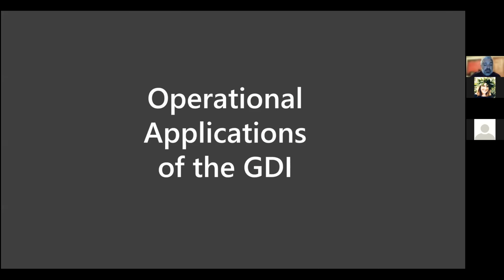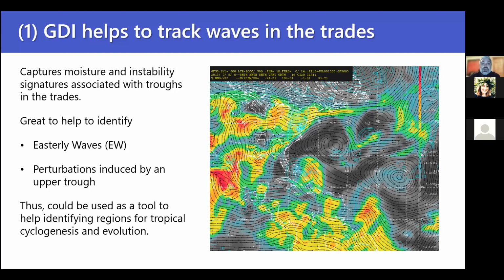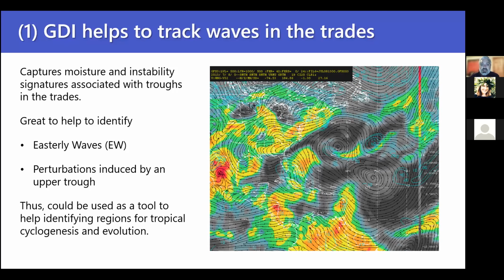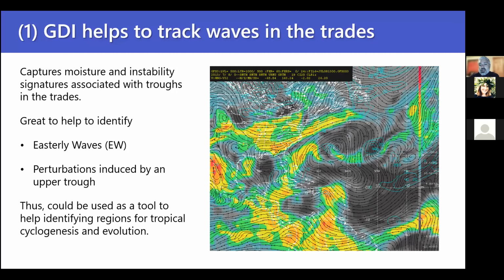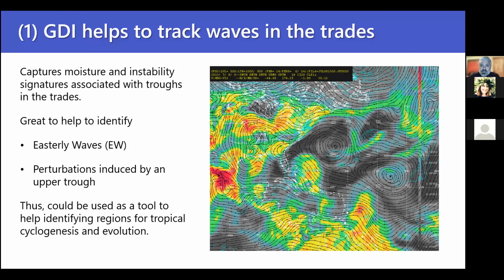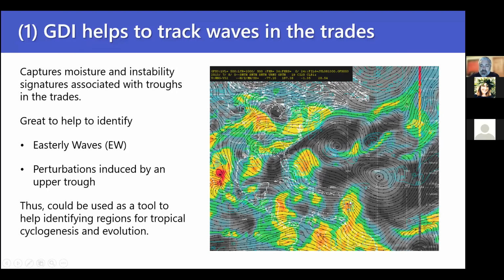Some of the operational applications of the GDI. It is great to track perturbations in the trades. Here on the right, we have an example of the GDI. The flow is 750, I think, averaged.